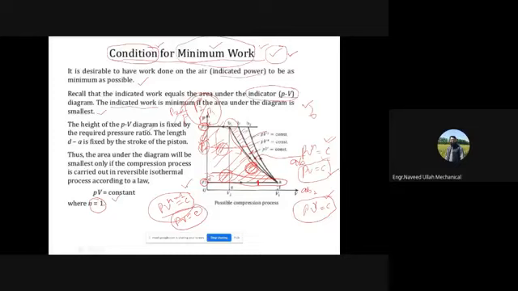Okay, so the summary of this slide is, you can see in the indicator or the PV diagram, if you somehow can achieve the isothermal compression process, you can decrease the area under the curve, and ultimately the work consumed, the power consumed by the compressor, will be minimum. So that is basically the condition for minimum work, right?